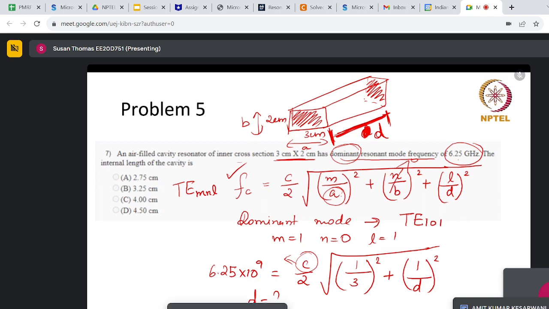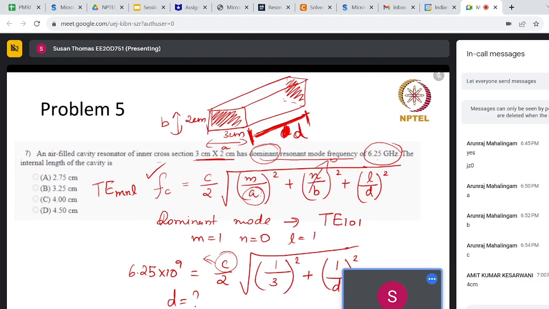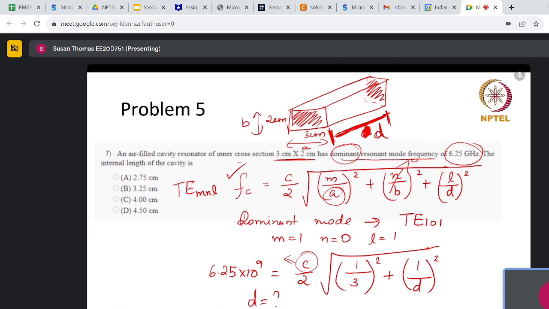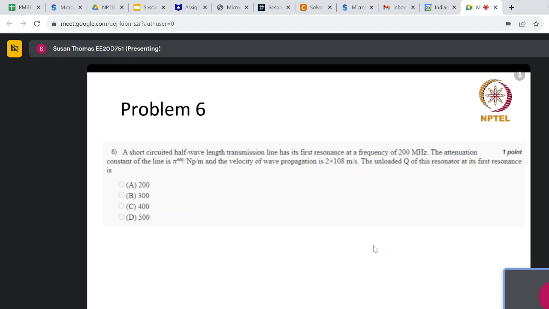Okay. Yes, Amit, you are right. It is 4 centimeters. I hope you might have substituted c directly as 3 into 10 power 10. Then you will get the answer for d directly in centimeters as 4 centimeters. So let's move on to the next question.